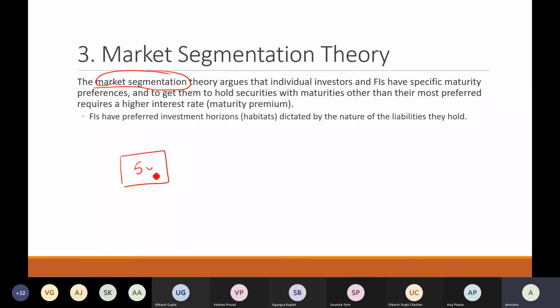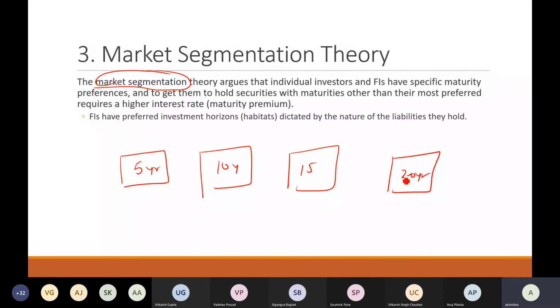This is, let's say, 5-year, 10-year, 15-year and 20-year. So what market segmentation theory suggests, let's say in the market we have these different types of instruments available. In the previous theory we have not said that the market is segmented. In the previous theory we said investors are rational, they will see whether they are investing in 5-year versus 10-year versus a long maturity instrument.